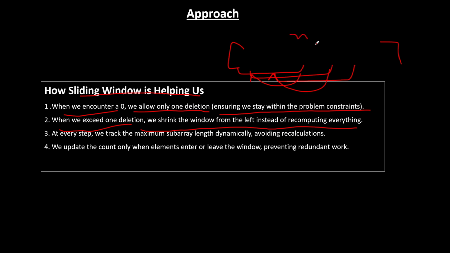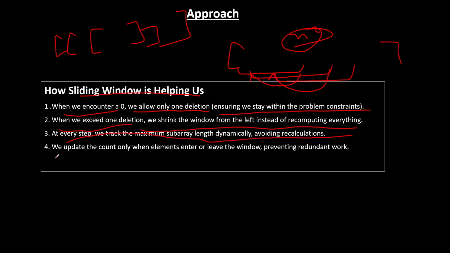It's a tedious task. It will take an n-square approach, which is inefficient. So to avoid that, we are using sliding window. At every step, we track the maximum survival length dynamically, avoiding recalculation. And we update the count only when elements enter or leave the window, basically 0, preventing redundant work. So I hope you understood the approach discussed here. Now let's move to the next slide.